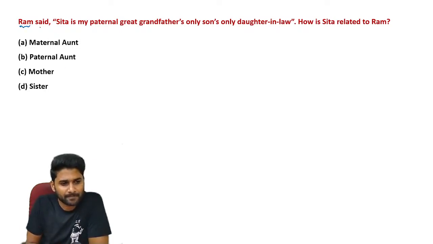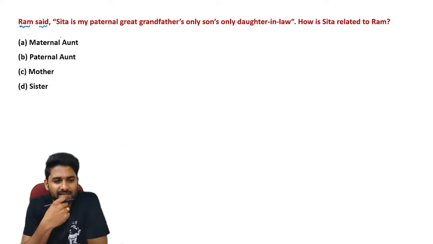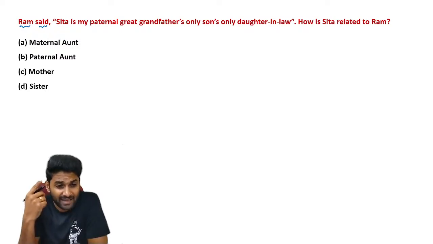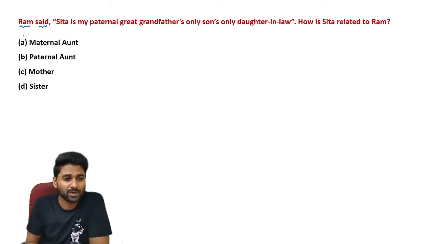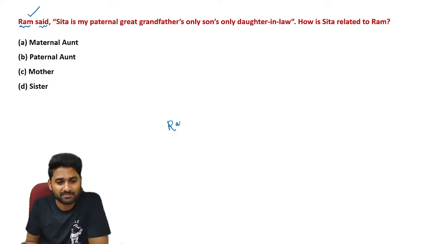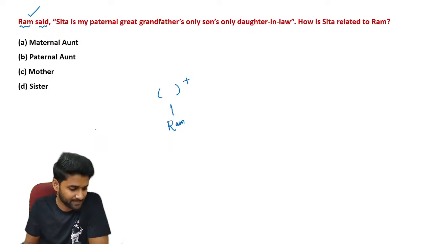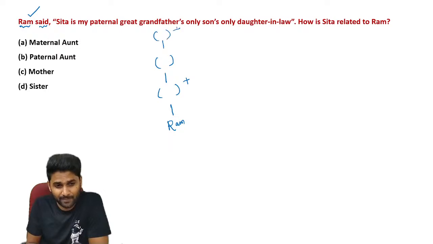Ram said, Sita is my paternal great grandfather's only son's only daughter-in-law. Then how is Sita related to Ram? Guys, who says the information? Ram says it, so let's take that Ram is talking about Sita. Sita is my, and my means Ram. Paternal is all about the father's side relation. So Ram's paternal great grandfather. A grandfather's father is a great grandfather.